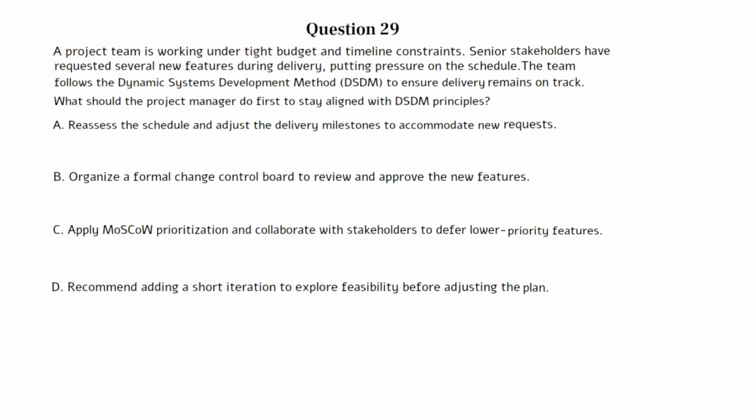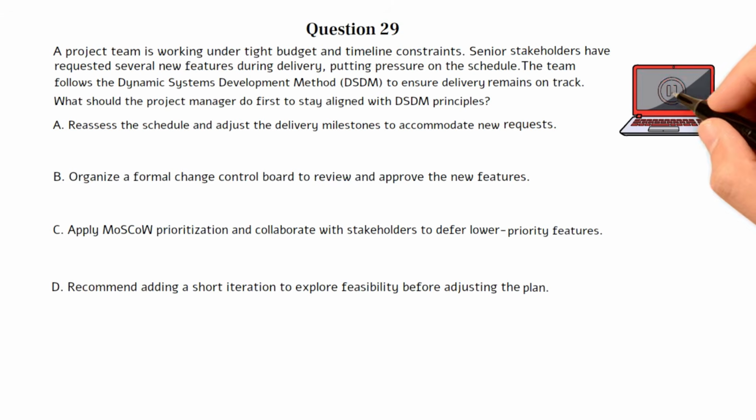A. Reassess the schedule and adjust the delivery milestones to accommodate new requests. B. Organize a formal change control board to review and approve the new features. C. Apply MoSCoW prioritization and collaborate with stakeholders to defer lower priority features. D. Recommend adding a short iteration to explore feasibility before adjusting the plan. You can pause the video here if you need more time to work on the question.